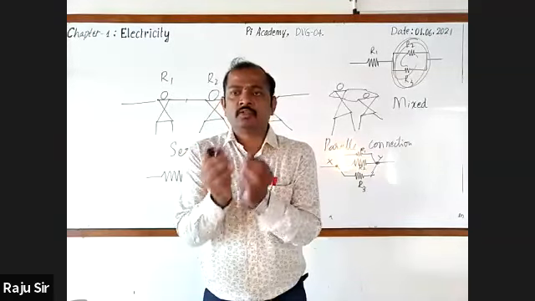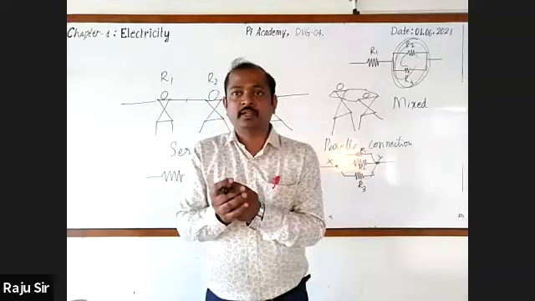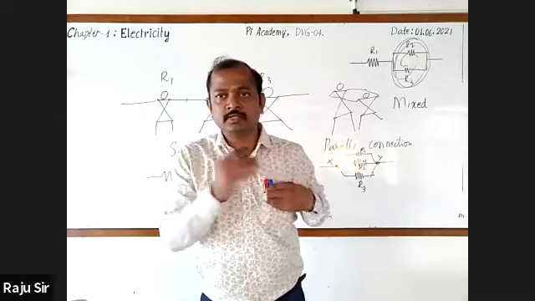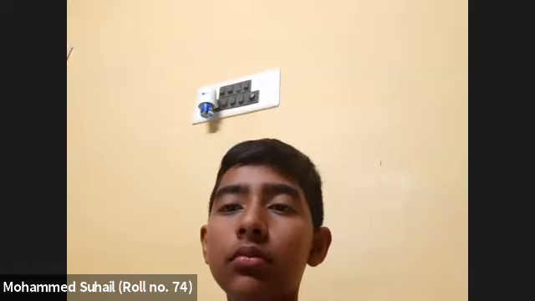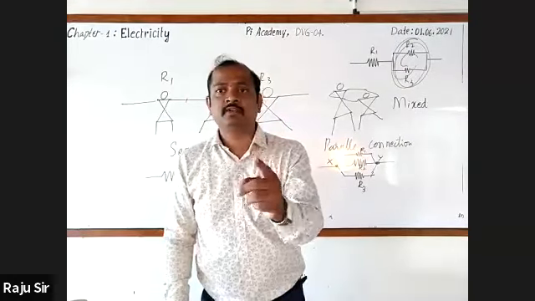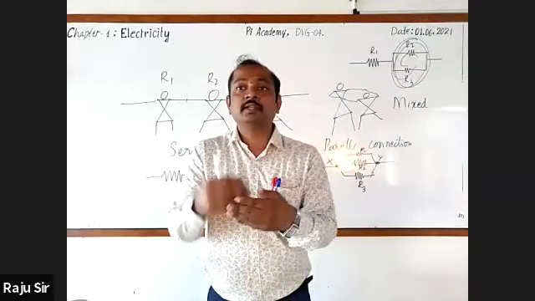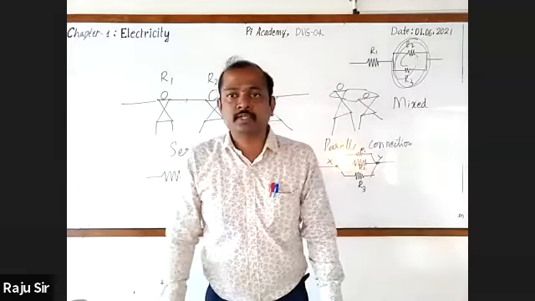Sometimes you may want a small amount of current. Sometimes you may want a good amount of electric current. At that time, we will go for arranging the resistors. Did you understand? Yes, sir. Once I repeat, the resistors are connected in different ways to get the desired current. To get as much current as we need, we will go for connecting the resistors in 3 different ways: series, parallel, and mixed connection.